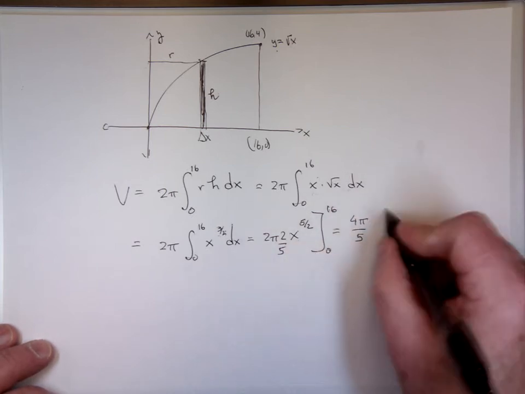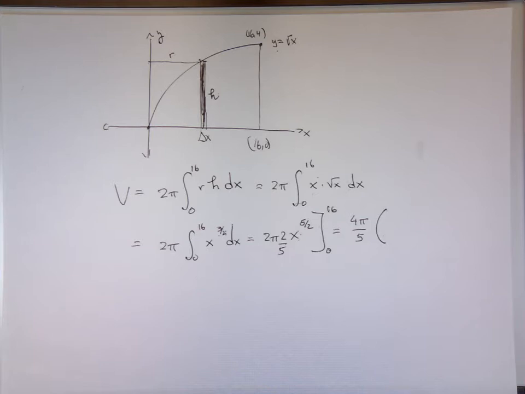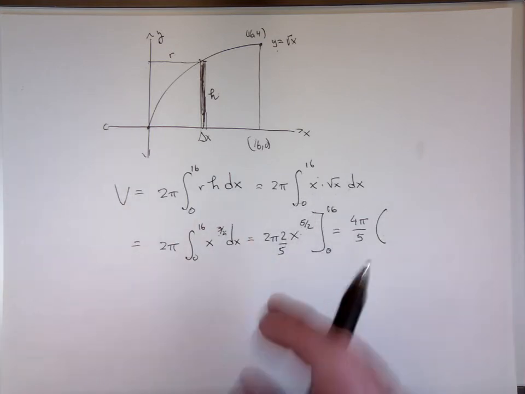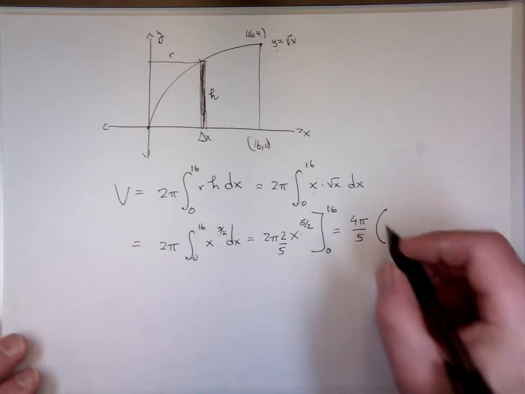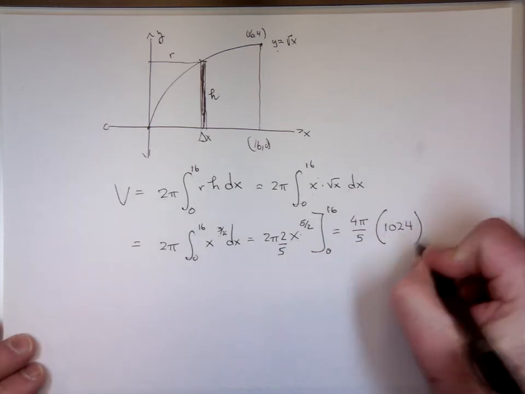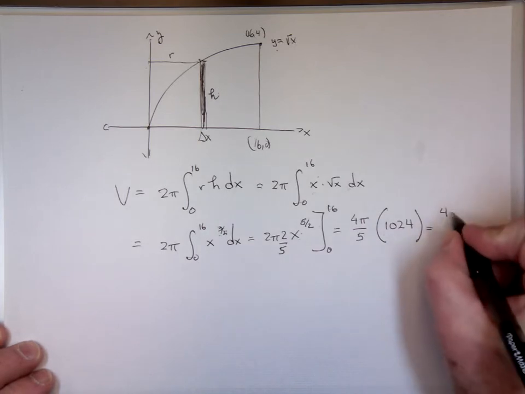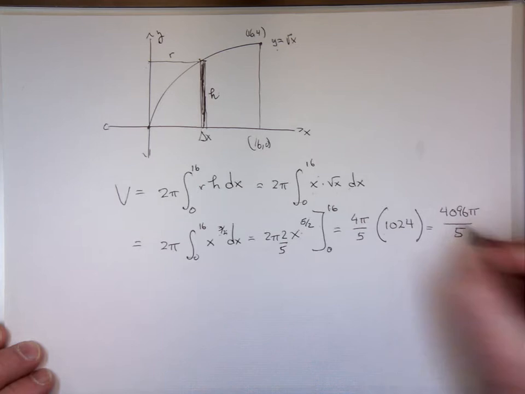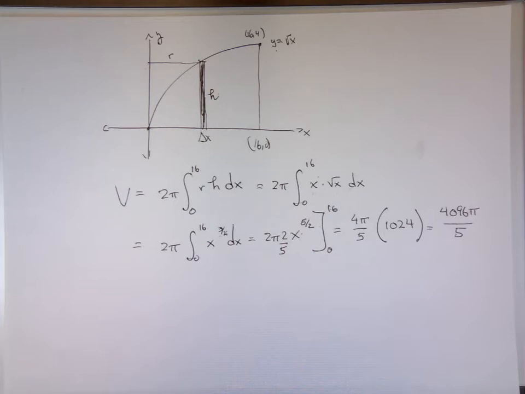When I put a 16 to the 5 halves, you do 16 to the 1/2, 4, to the 5th power. 4 to the 5th power is 4, 16, 64, 256, 1024. When you put in 0, you get 0. Your answer, and you got it right there then, right? Yeah. Good. You should put in 4,096 pi over 5. Now, how do they want the answer? This is the exact answer. If they want it to 3 decimal places, you may have to do it out to 3 decimal places. But this is the exact answer right here.